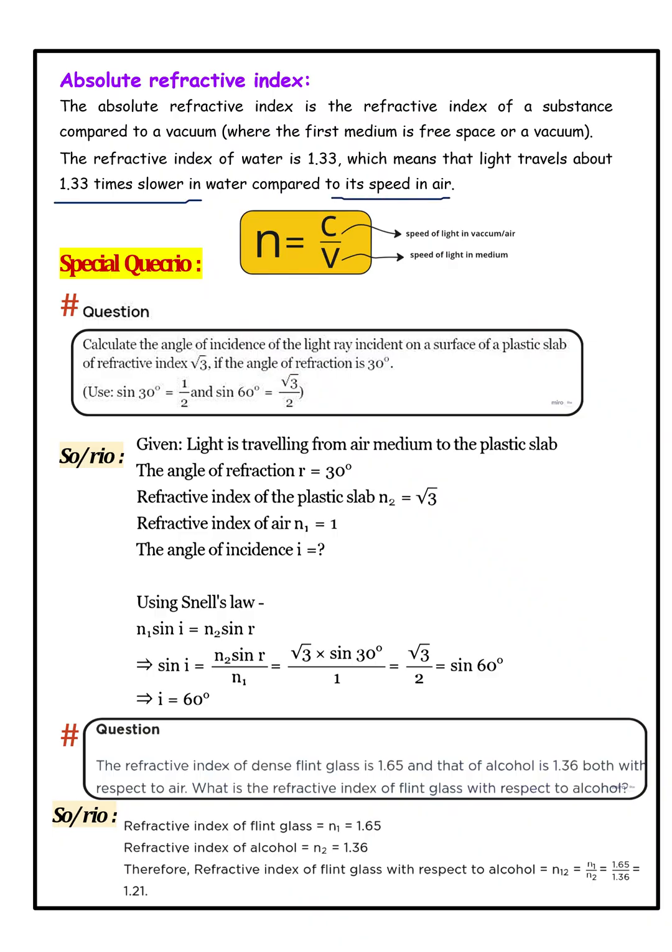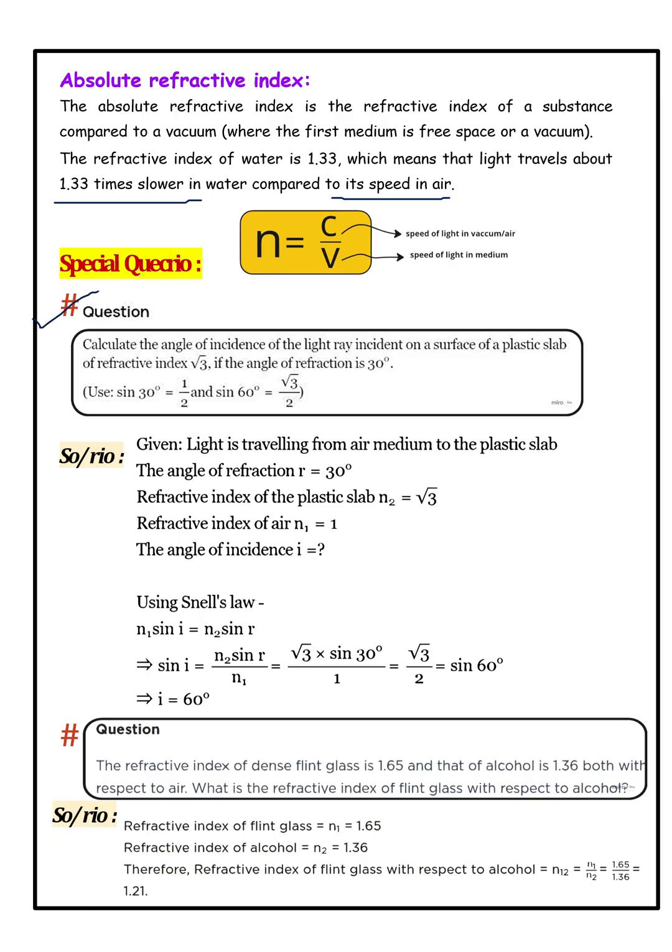Now the formula, if you see it on the screen, is refractive index n equal to c upon v. Now what is c here? That is the speed of light in vacuum and air, and v is the speed of light in the medium. Let's quickly do one question.